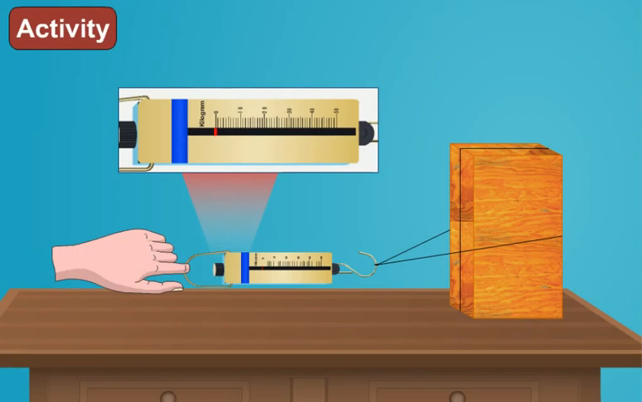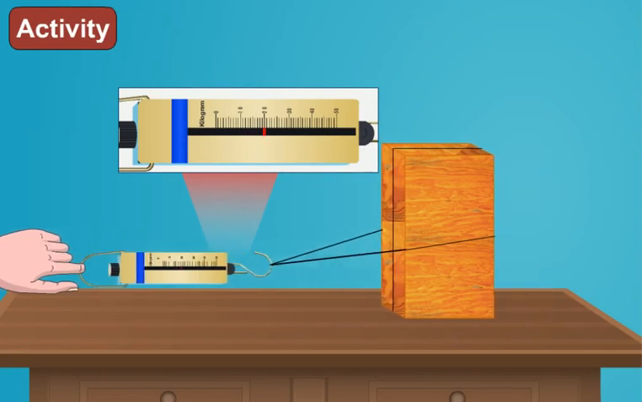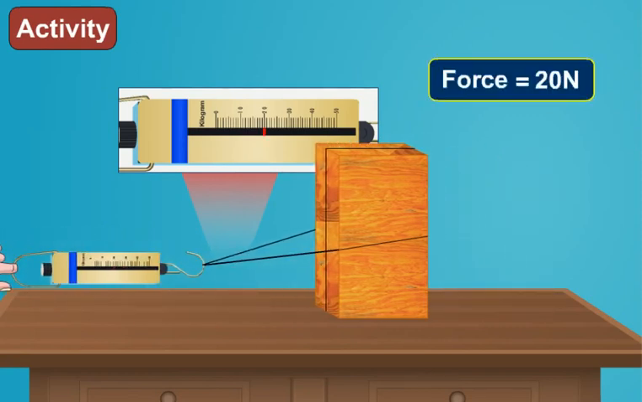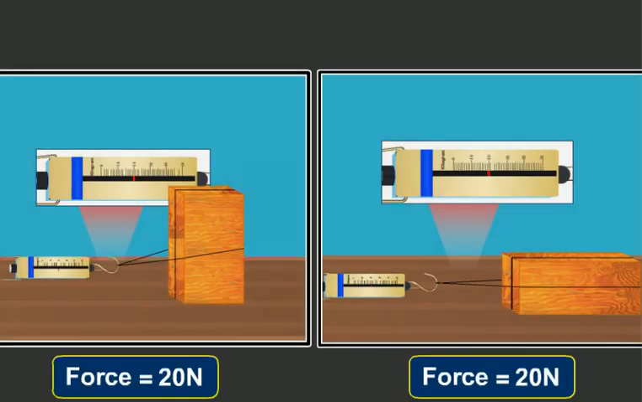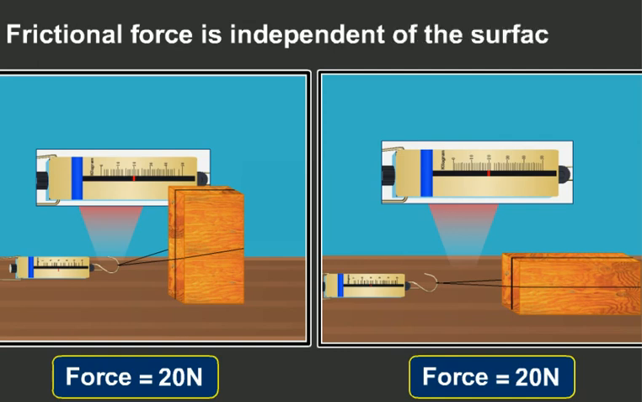Place it vertically now and measure the force to bring it into motion. What do you observe? Students, in both cases, the force shown by the spring balance is the same. This indicates that frictional force is independent of the surface area.